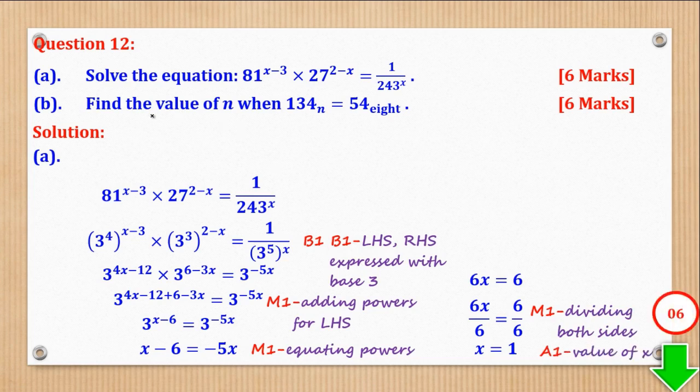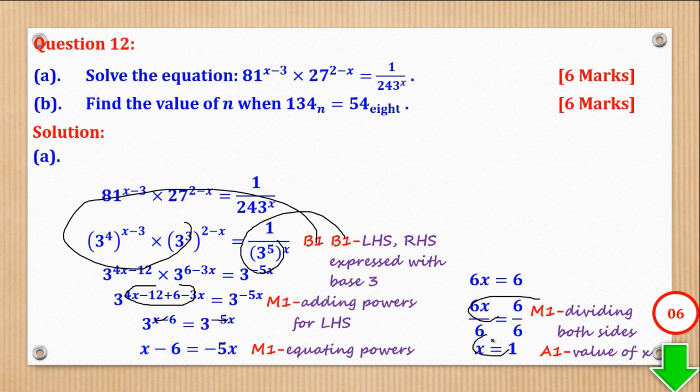So in part A, 1 mark was for this right-hand side, another mark was for this right-hand side, seeing these 3 to the power, 3 to the power, 3 to the power. Then this is for adding the powers. Then this mark for equating the powers. And this one for dividing both sides and the output.